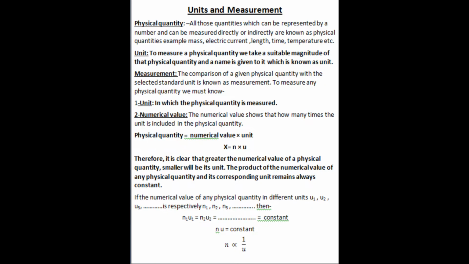If the numerical value of any physical quantity in different units u1, u2 and so on is respectively n1, n2 and so on, then n1 u1 is equal to n2 u2 is equal to dot dot dot is equal to constant, or n into u is equal to constant, or n is proportional to 1 by u. Therefore, the numerical value of any physical quantity is inversely proportional to its unit.